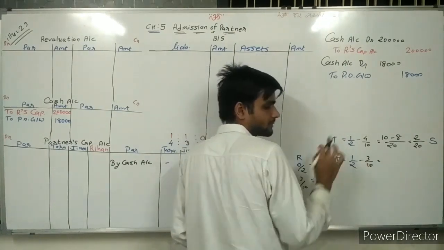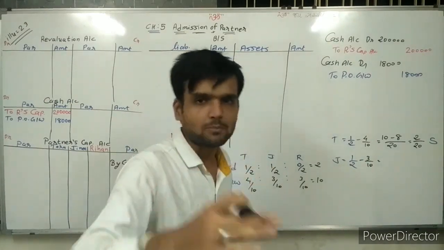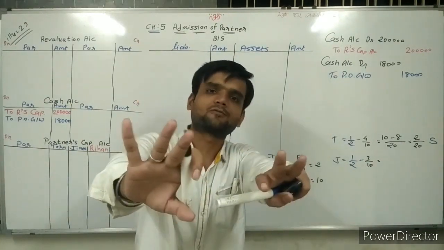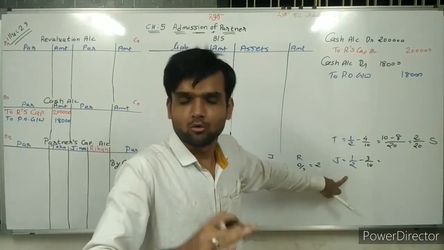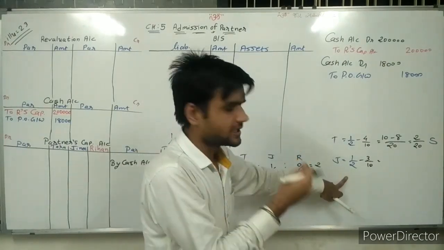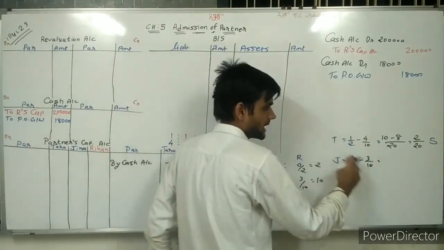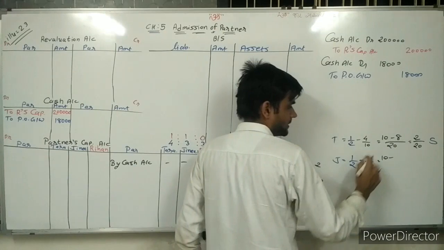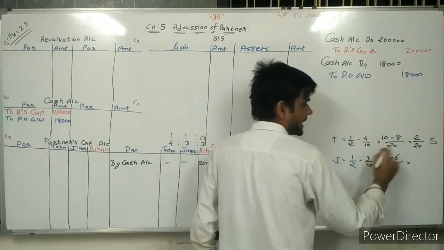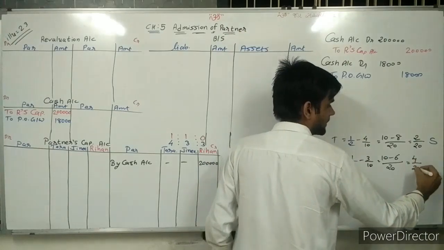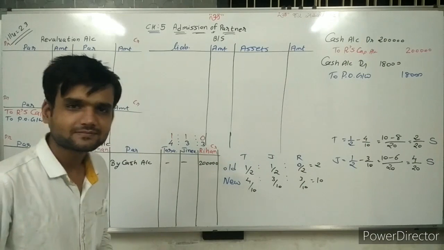Again, sir, cross multiply. Students who can do it by taking the LCM can do it themselves, don't worry. This method is for all who cannot understand, they can do it easily this way. That's why I am taking this way. 10 ones are 10, 3 twos are 6, multiplication of these 2 tens, 20. 10 minus 6, 4. 4 by 20, so again it's a sacrifice.